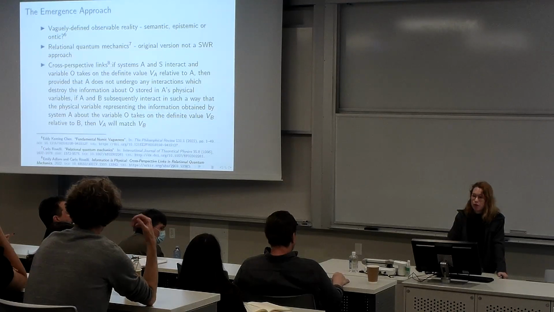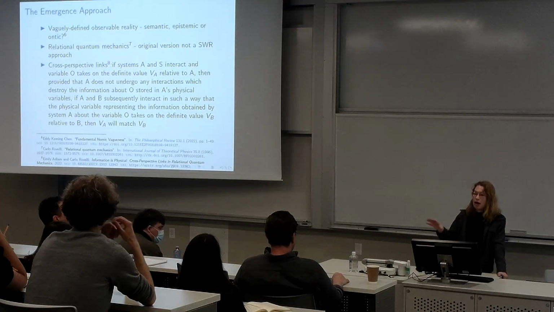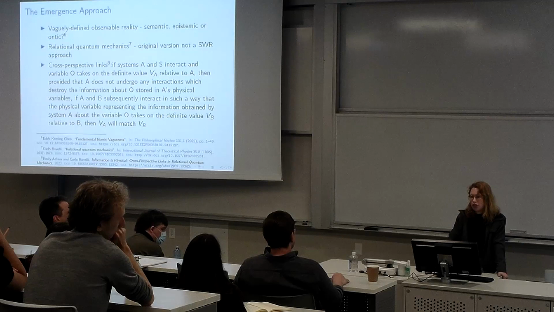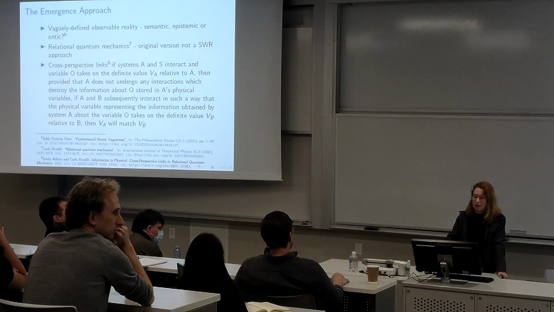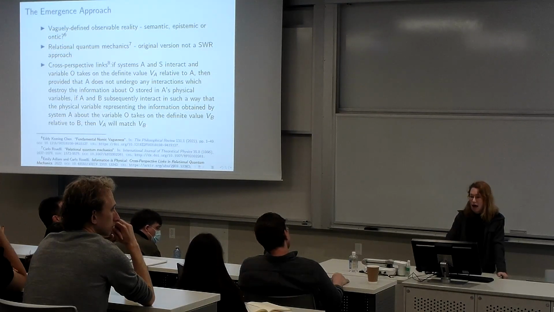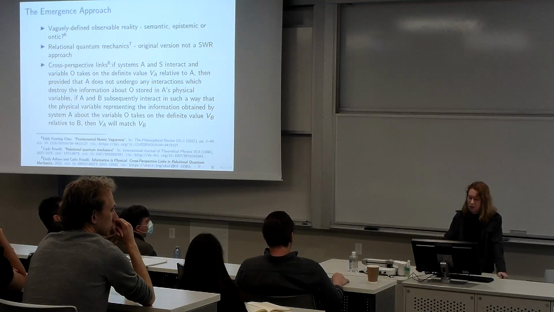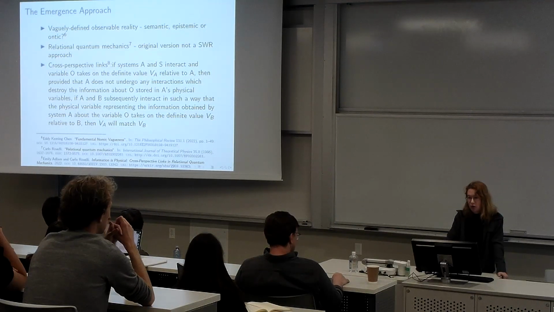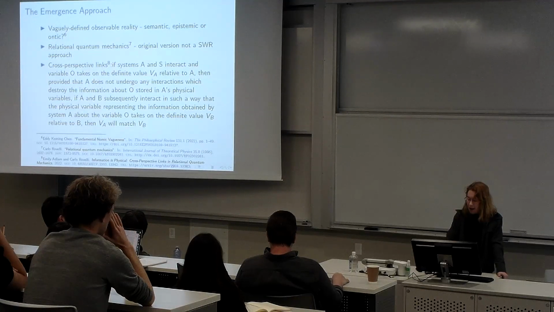But if we have some other observer, Bob, looking from the outside, he will describe that whole interaction unitarily. He will just see Alice and the system S as becoming entangled and being in different states at different values of O. So relative to Bob, the variable O does not have a definite value.